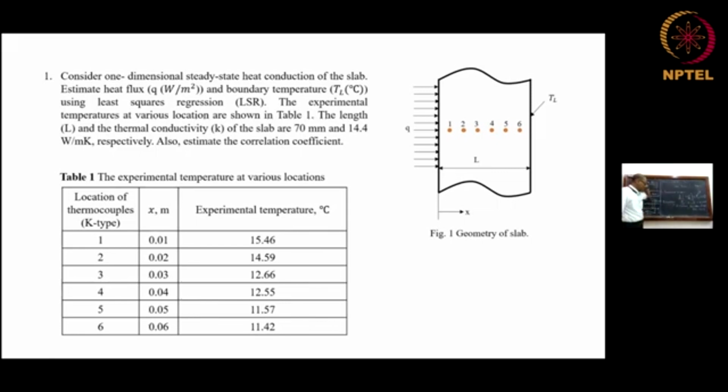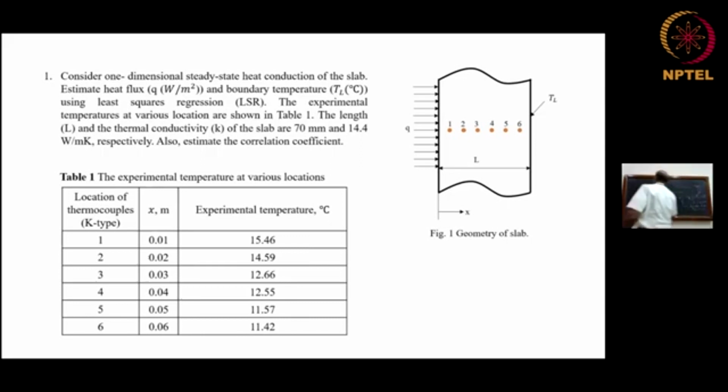You can also have a variable property formulation. Once I'm saying that K is a constant, because it is clearly said the thermal conductivity of the slab is 14.4, it is some steel. It is a stainless steel. Stainless steel is always around 13 to 15. You have various types of stainless steel, SS304, SS316, based on the American classification. 316 is costlier compared to 304. 304 is very popular. You know, Salem stainless steel.